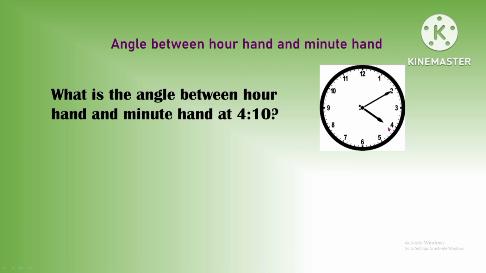So, at 4:10, the hour hand will not be directly facing the 4 o'clock. So, there will be a tiny angle formed. So, we can't directly write the answer as 60 degrees. There is one shortcut tip or formula to calculate the angle for this type of problem. The formula is modulus of 30h minus 11 by 2 into m. Here, h is equal to 4 and m is equal to 10.